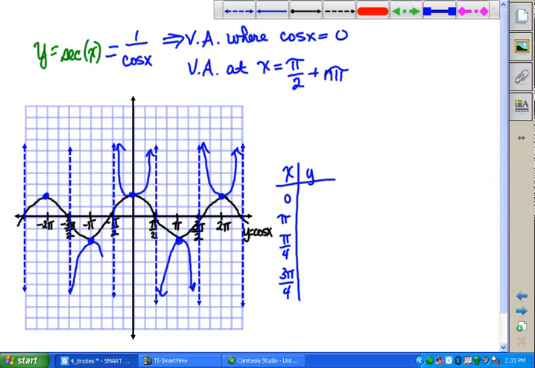And if you recall, cosine is an even function. So secant is also even, as you can see that the graph is symmetric with respect to the y-axis, right? If you fold it along the y-axis, you get a mirror image of itself.